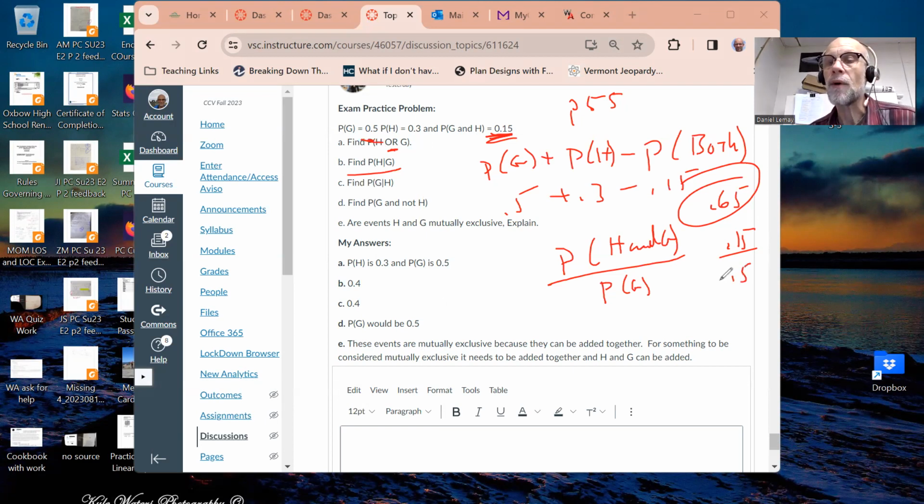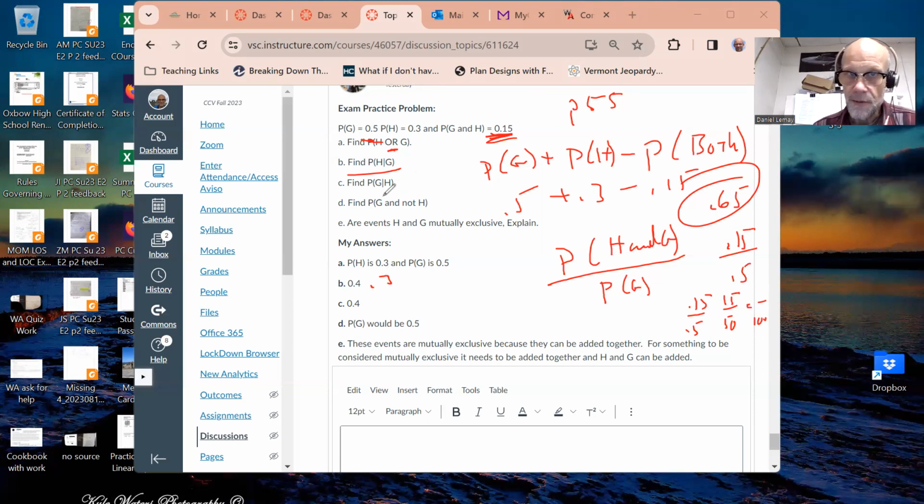So you said 0.4. Let's see if I get the same answer. I don't have a calculator right in front of me, so I'm going to do this. Let's see. So that's 15 out of 50, right? And if I want to make it out of 100, I've got to double both. So that's 30. So 0.3 is the answer for B.